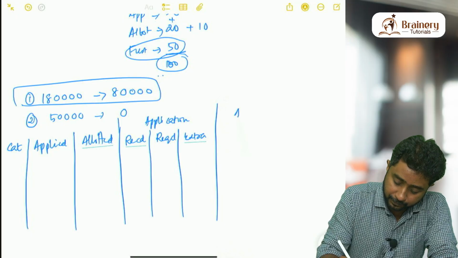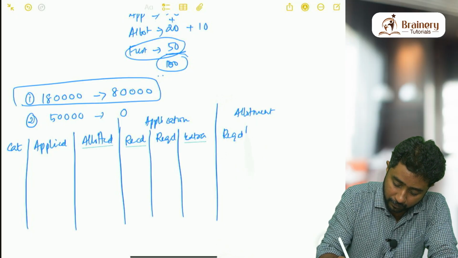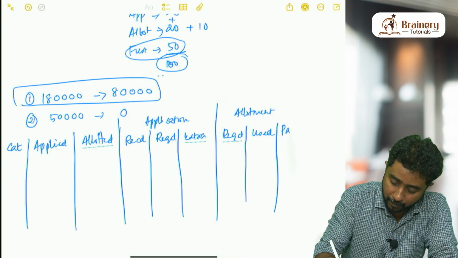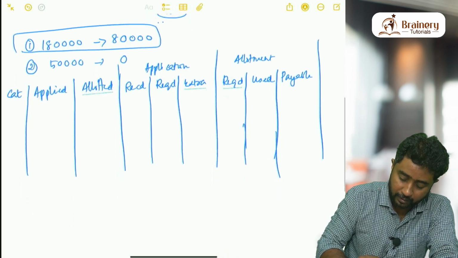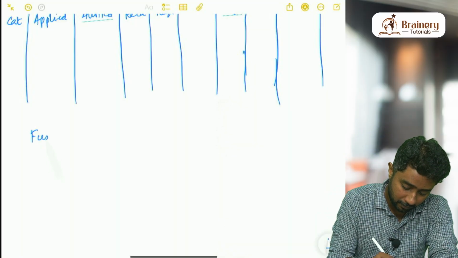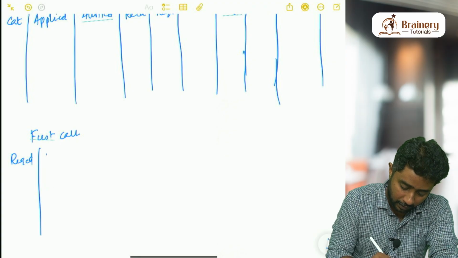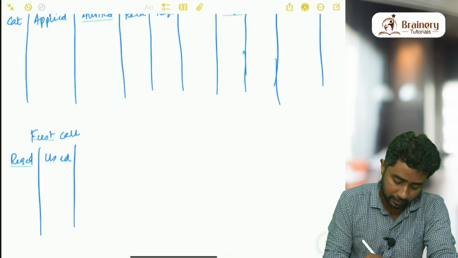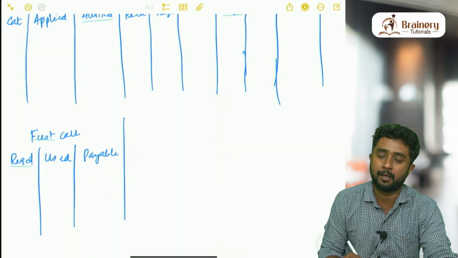Next is the allotment stage: how much we need from them, from the extra amount how much we can use here, and the balance is how much to be paid by them. Similarly, as they are mentioning the first call also, I am just writing the first call column again. In the first call column also: how much we require from them, how much we can use if any extra money is still available, and after using the extra money, how much is still payable by them.